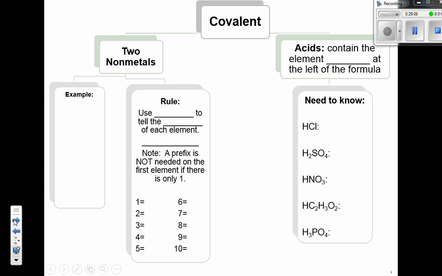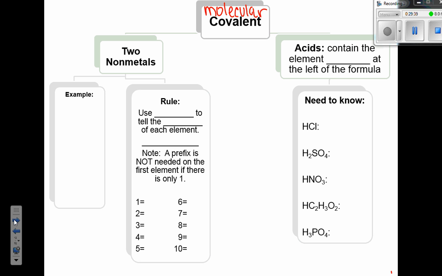Okay, this is the last thing that we're doing. Then I'm going to turn you loose to do your homework. This is page 6 in your pack. It's the thinking map. We are doing the right side, the covalent side. The first thing I want you to write down is molecular up there next to covalent because they're one and the same.